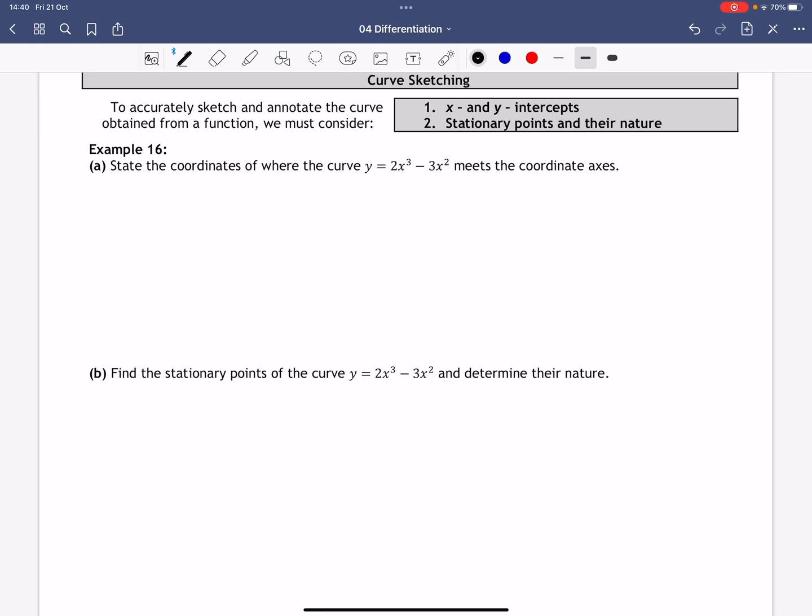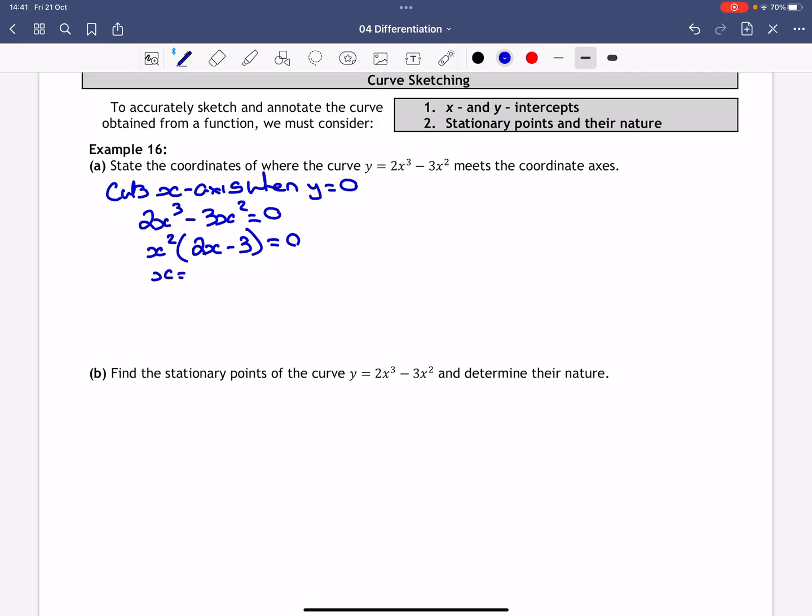So to do that, simple thing, I'll start that again. Say that it cuts the x-axis, and you should know this from National 5, when y is equal to 0. So that gives us 2x cubed minus 3x squared is equal to 0. So that'll be x squared bracket 2x minus 3 equals 0. So x is 0 and x is 3/2.